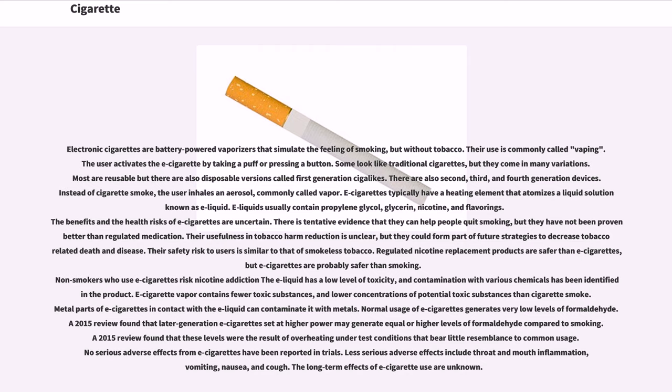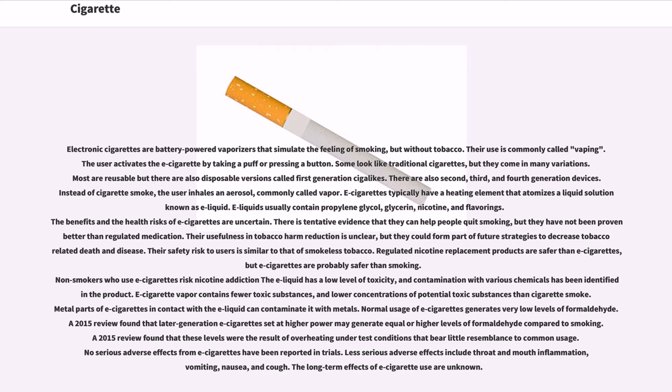The benefits and the health risks of e-cigarettes are uncertain. There is tentative evidence that they can help people quit smoking, but they have not been proven better than regulated medication. Their usefulness in tobacco harm reduction is unclear, but they could form part of future strategies to decrease tobacco-related death and disease. Their safety risk to users is similar to that of smokeless tobacco. Regulated nicotine replacement products are safer than e-cigarettes, but e-cigarettes are probably safer than smoking. Non-smokers who use e-cigarettes risk nicotine addiction.